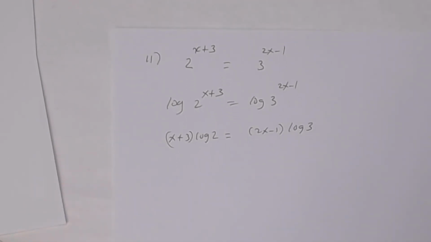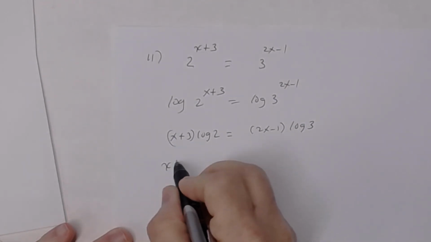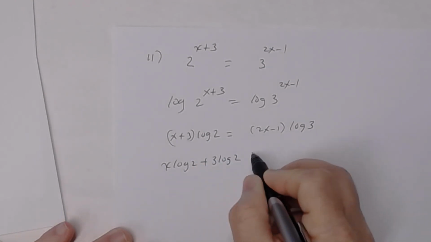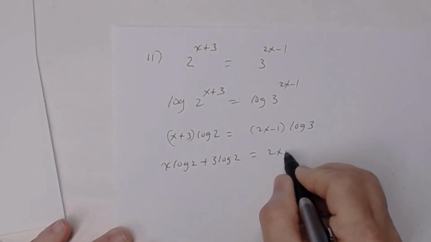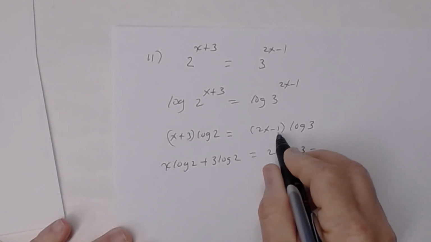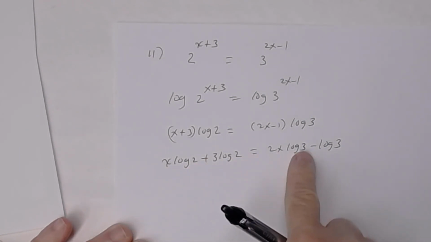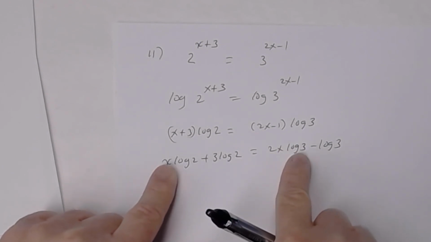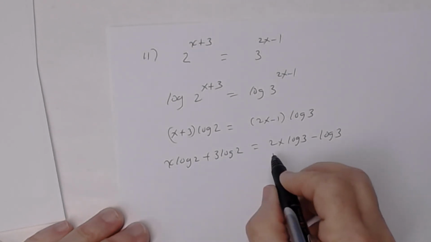Okay. Now, you know at this point that you're going to use a distributive property. Okay? So x times the log of 2 plus, and then 3 times the log of 2. Okay? Equal, and then the distributive property here as well. 2x times the log of 3 minus, and then 1 times the log of 3 is just the log of 3. Okay, so that's where I'm at. So I have this linear equation. And so I need to bring, see these terms that have x's, I need to bring to one side. All right, and then I'm going to take this and bring it to the other side.